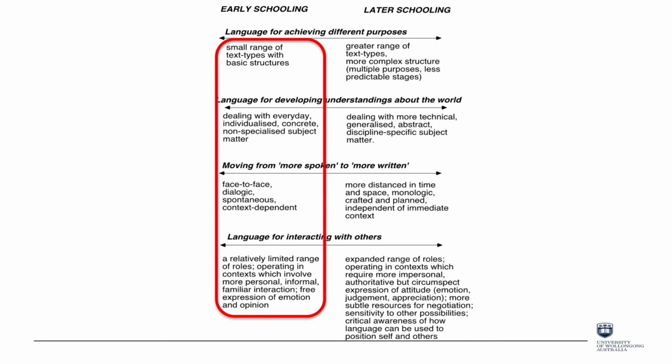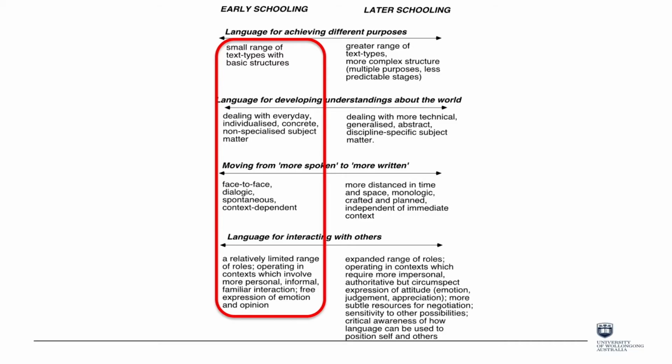So that development resembles very much early language development, which demonstrates the student has a small range of text types with their basic structures and was able to deal with everyday, individual, concrete, non-specialized subject matter, producing very face-to-face, very logical, dialogic, spontaneous, context-dependent language and a relatively limited range of roles. Now, if students are stuck here, the language is straightforward, simple, they will not be able to succeed in completing the sophisticated writing tasks that are required in the higher school years.